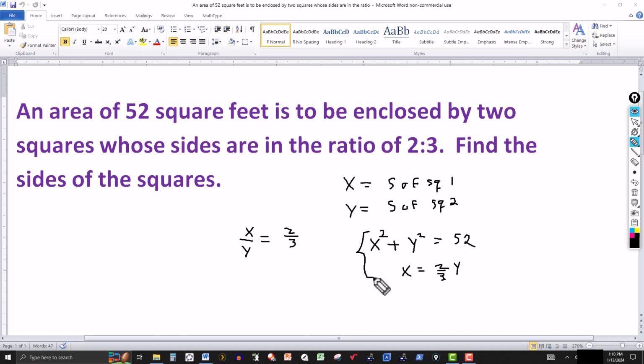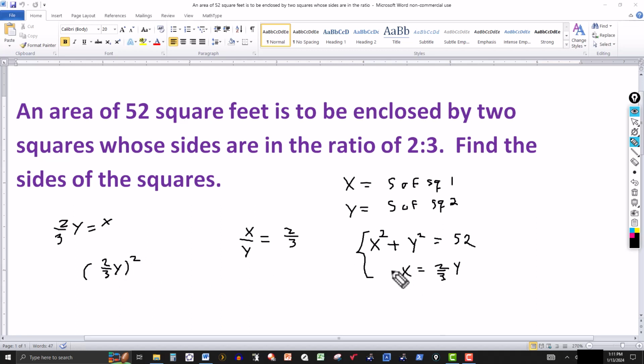So this gives us a system of equations, and we solve this system. It's nonlinear. The first equation actually represents a circle, if you look at it as a graph. So we can make a substitution for x: replace x by 2/3 y. Multiplying both sides by y, we get x equal to 2/3 y. Then we make the substitution into the first equation, so x squared, and x is 2/3 y, squared.